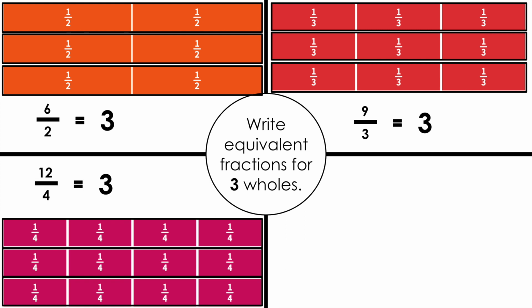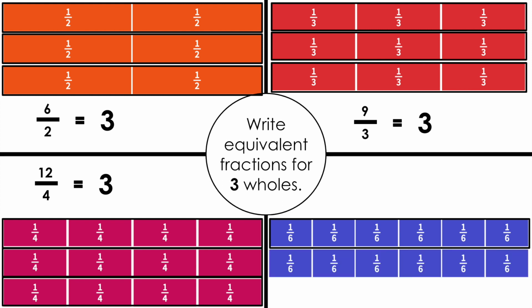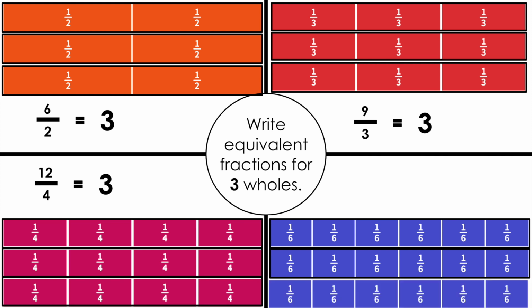Now let's make 3 wholes using sixths. We have 6 sixths, which makes 1 whole. Another 6 sixths makes another whole. That's 12 sixths. Let's add 6 more sixths, which makes 18 sixths, and that is equivalent to 3 wholes.